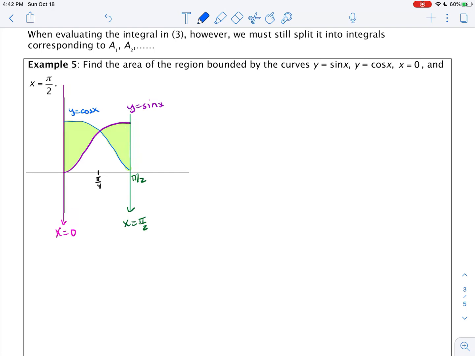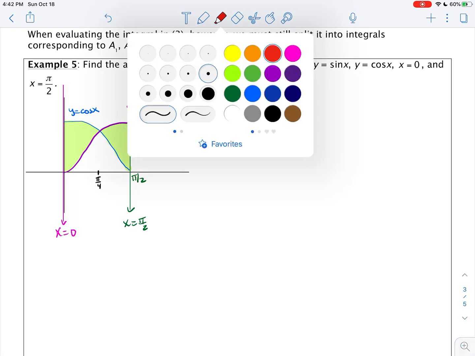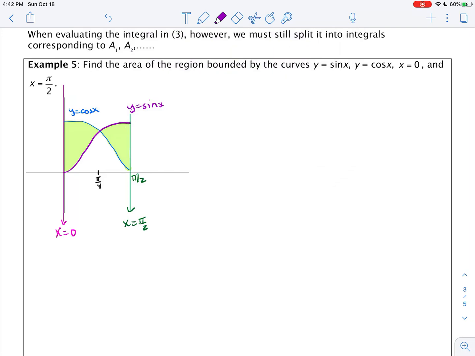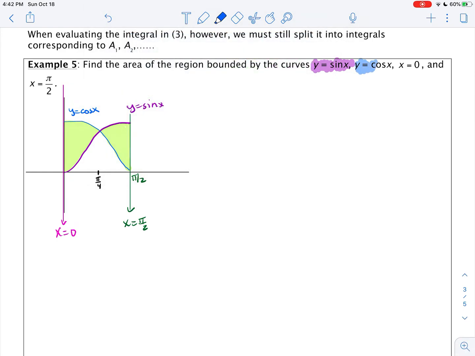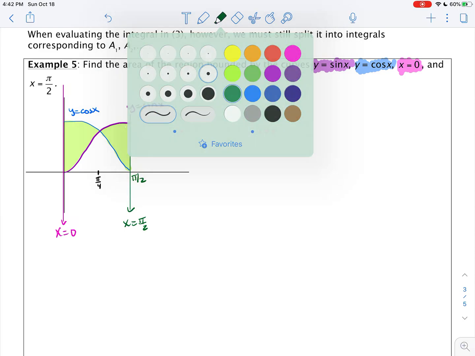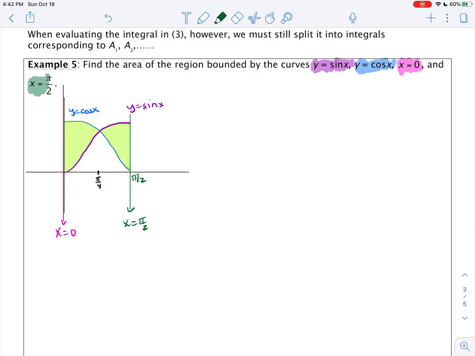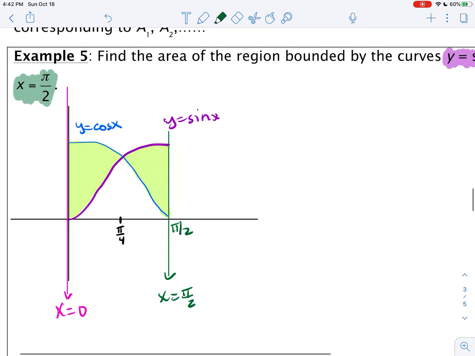So here it says, find the area of the region bounded by the curves y equal to sine x, y equal to cosine x, x equal to 0, and x equal to pi over 2. So again, I chose my sine function to be in purple. I graphed my cosine function to be in blue. I graphed my x equal to 0 to be in pink. And I graphed my x equal to pi over 2 to be in green.